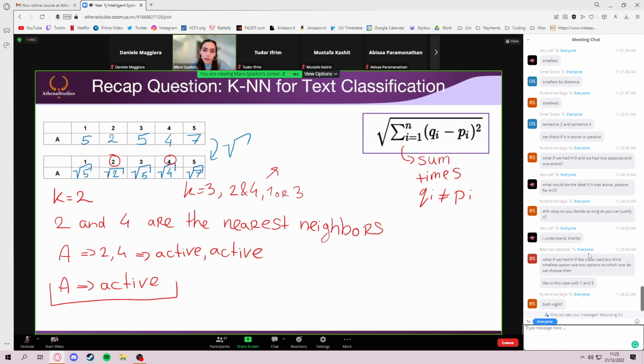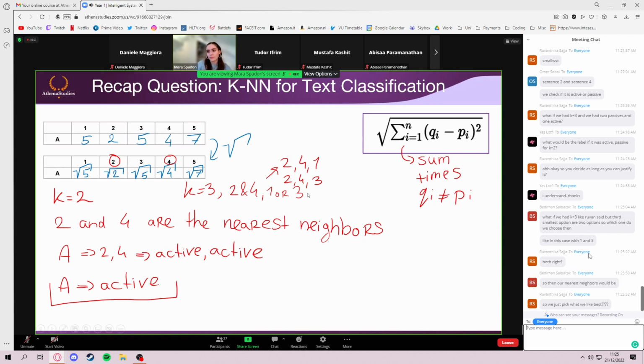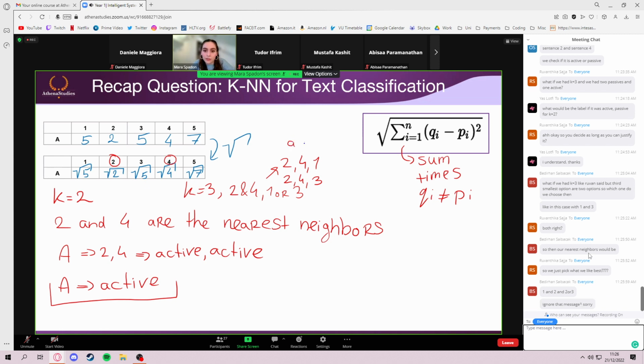So then you would have to choose, okay, am I making the combination of 2, 4, 1, or 2, 4, 3, or 2, 4, 1, and 3? Again, you just have to justify your answer in that case. But I think for the second part of this question, you don't really pick what you like best. In this case, 2 and 4 are nearer, I guess, right? Because they are smaller values than square root of 5. And in our case here, you would get active, active, passive. So then you say, okay, I choose active.